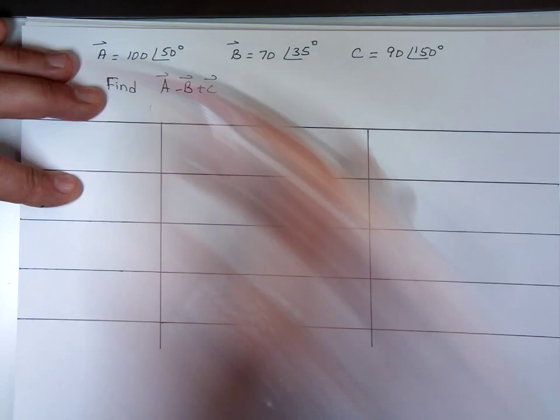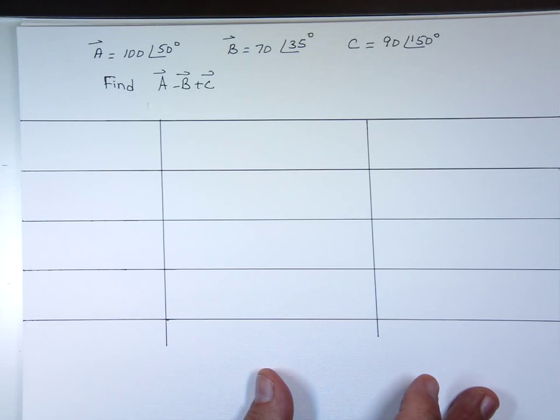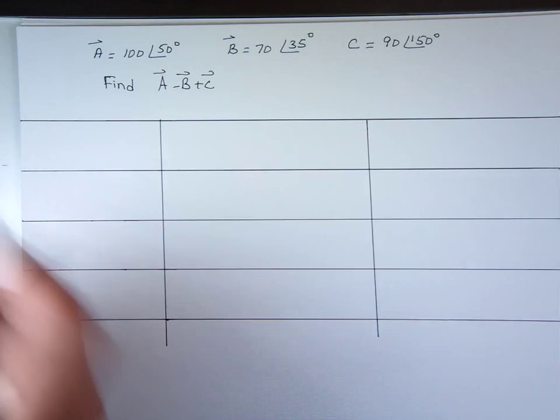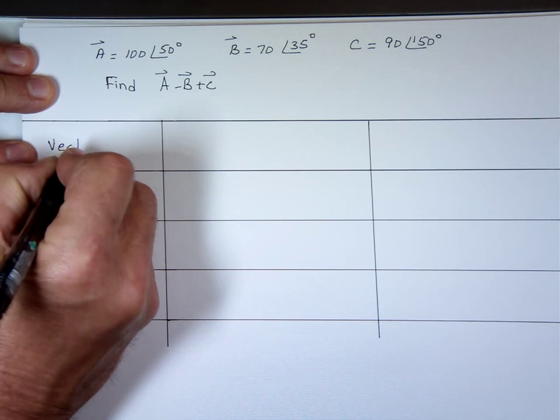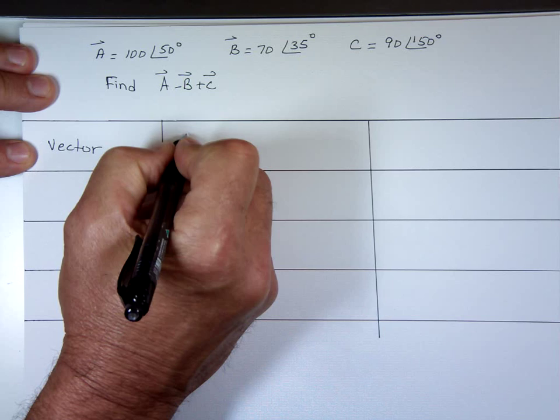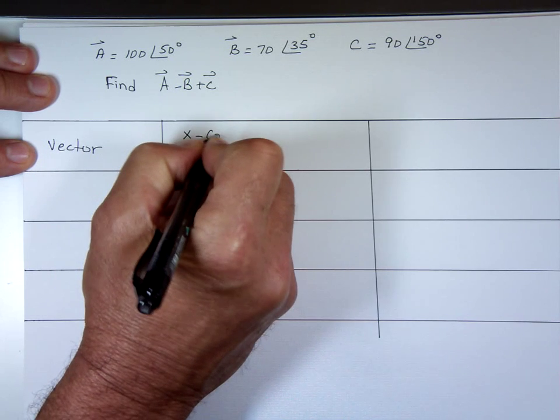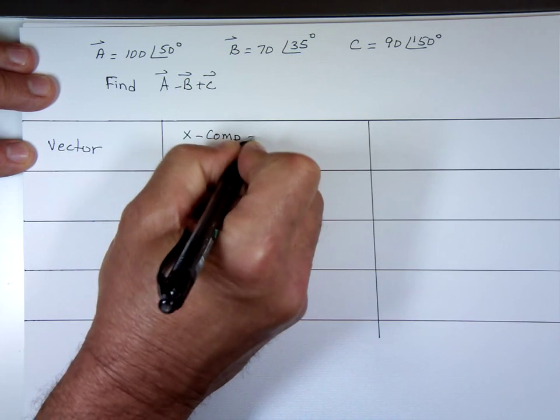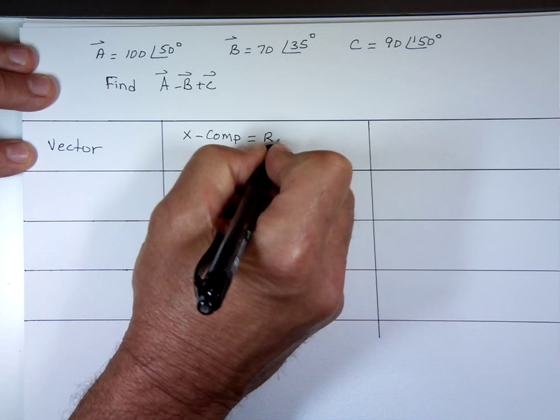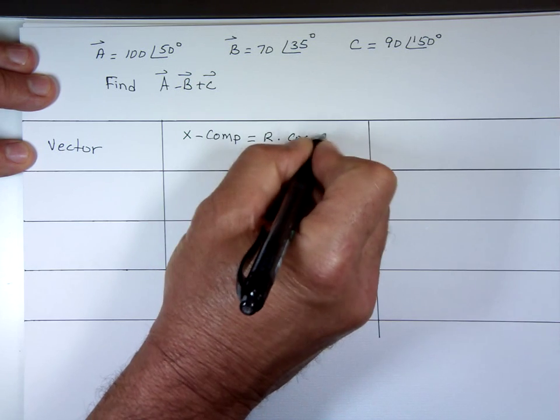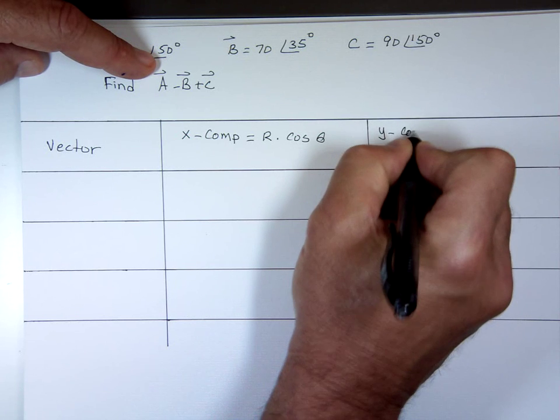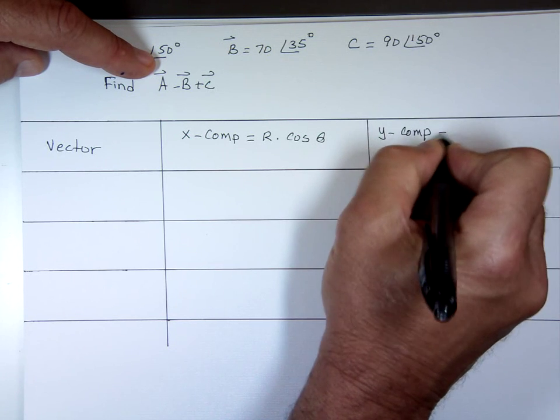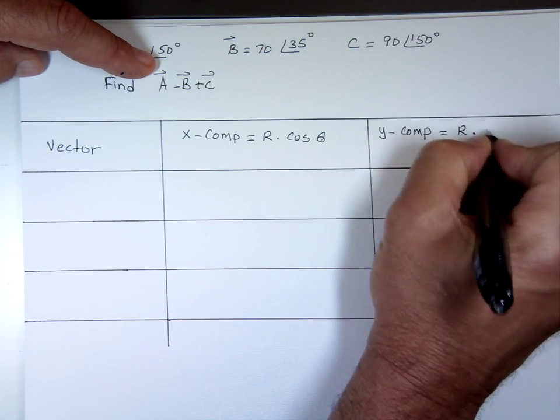There we go. We said the top box is going to be the labels. That's the vector. I'm going to put all the vectors here. This is the x component, which equals r times cosine theta. And this is the y component, which equals r times sine theta.